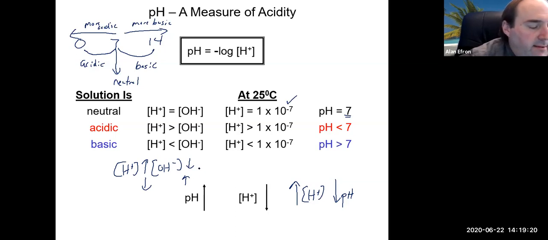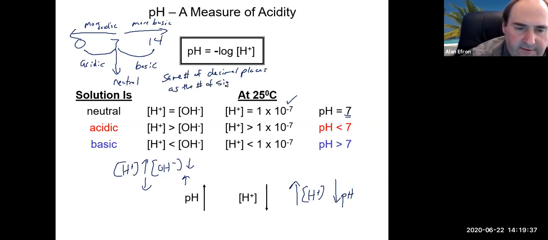When we calculate something like pH, the pH should have the same number of decimal places as the number of significant figures in the concentration value. So if you calculate the pH or a value like pH, you should look at the concentration value, and the number of significant figures in the concentration value is how many decimal places you should take the pH to.